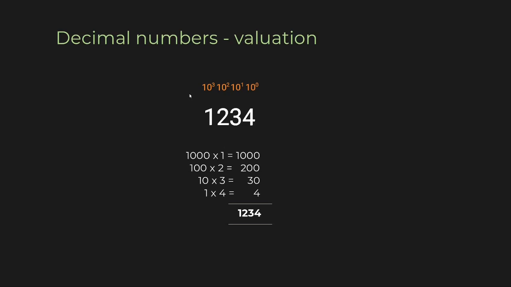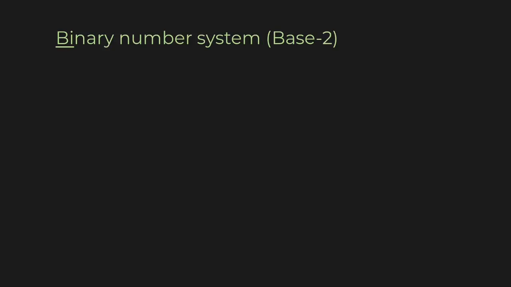Okay, now let's see what a binary number system means. Bi means 2. That means in this system there will be 2 digits only, which is 0 and 1. So 0 is the minimum value, 1 is the maximum value. Now you may be thinking, what is the use of such a system where there are only 2 digits?